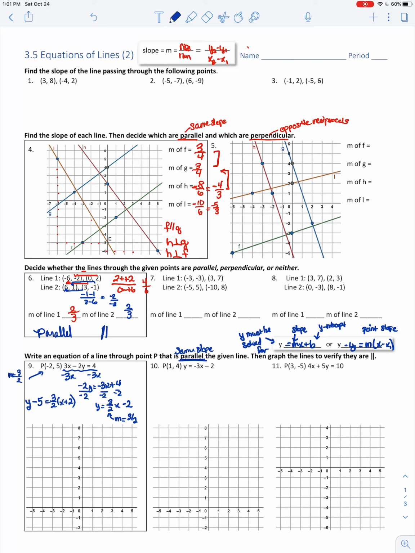Our first line had a slope of 3/2 and a y-intercept of negative 2. So we go to negative 2 on the y-axis, and we rise 3 and run 2. Rise 3 and run 2. And draw our line.